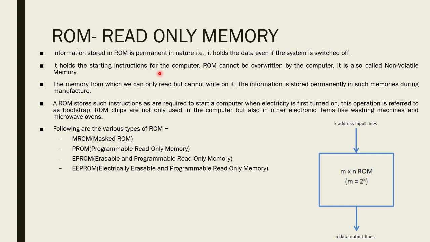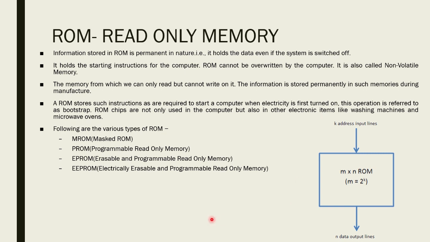It holds the starting instructions for the computer, and the ROM cannot be overwritten by the computer. It is also called non-volatile memory, the memory from which we can only read but cannot write on it. The information is stored permanently in such memories during manufacture. A ROM stores such instructions as are required to start a computer when electricity is first turned on. This operation is referred to as bootstrap.